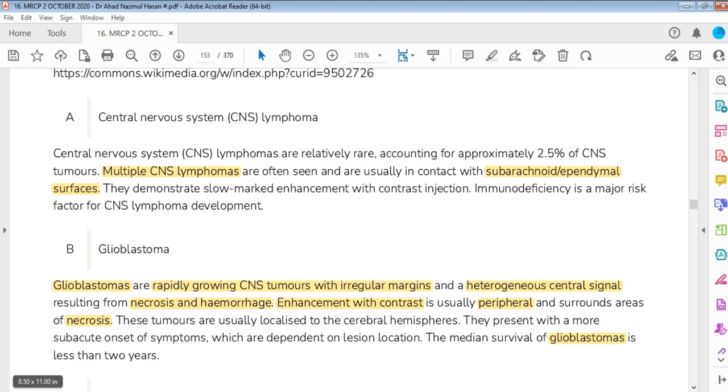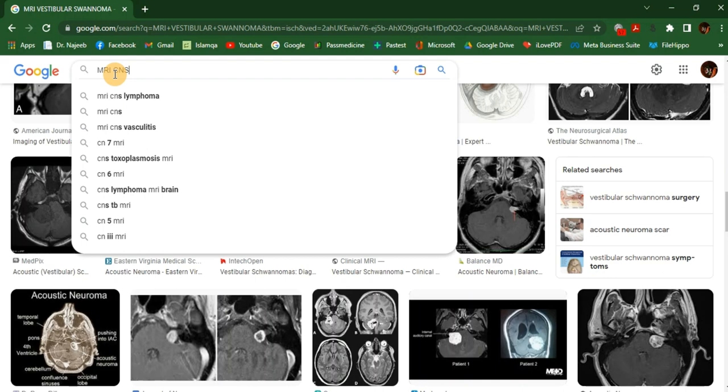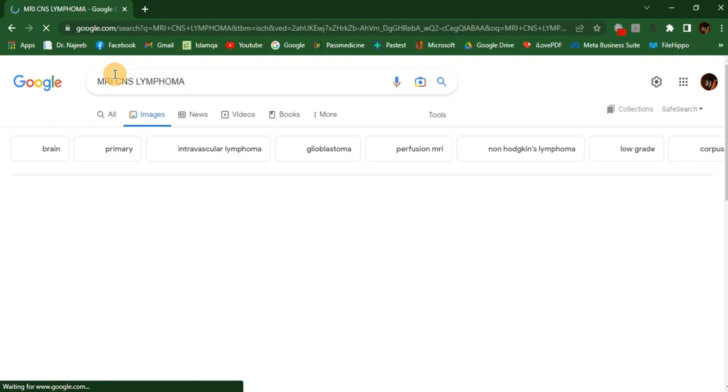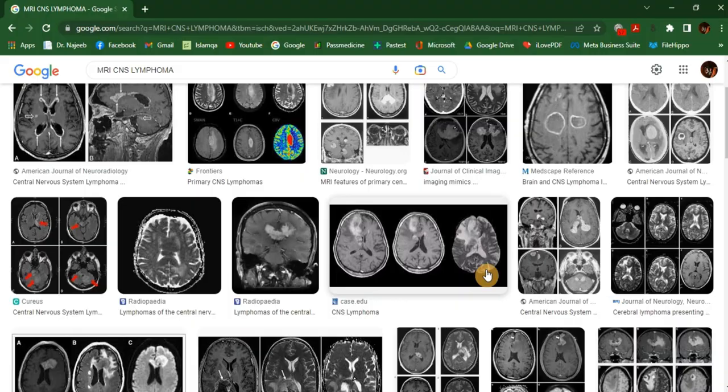So CNS lymphoma. They are often in the scattered form. CNS lymphoma scattered throughout the brain.